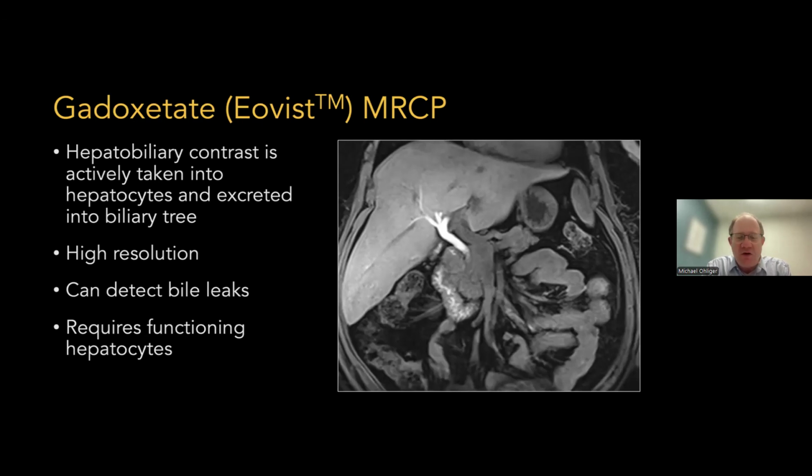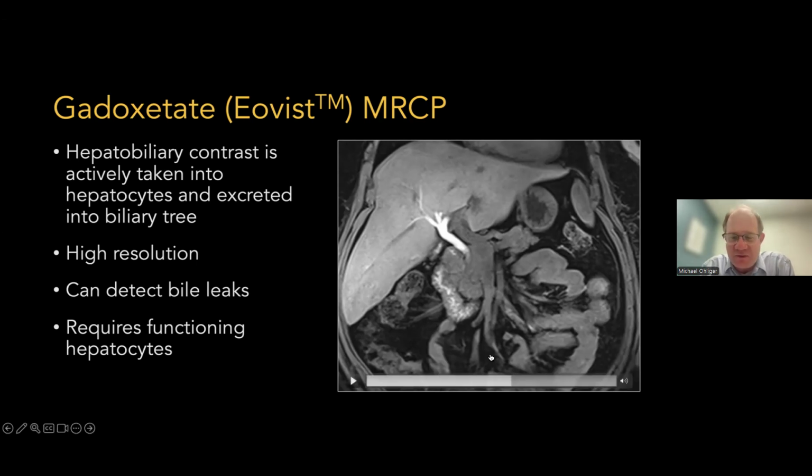And so if you don't have living hepatocytes, it doesn't get transported in, and then it gets excreted into the biliary tree. And so there's lots of uses of this agent. As part of a different talk, you can look at hepatocyte function, for instance. You can use it to detect tumors, because tumors, like metastasis, don't actually take up Eovist. And so that's another way we can use it. But for the purposes of assessing the biliary tree, it's a great way of looking at biliary anatomy because it's high resolution. The other thing that it does really well is it detects bile leaks.